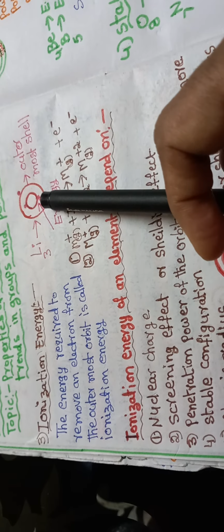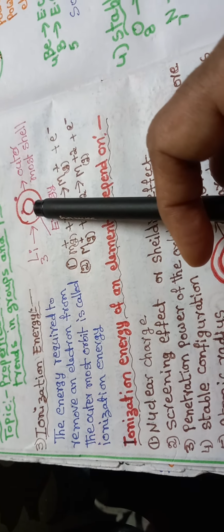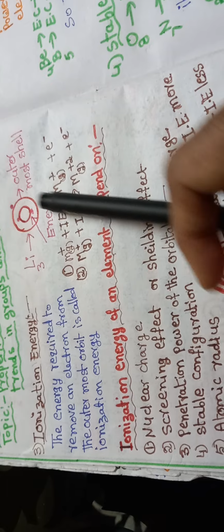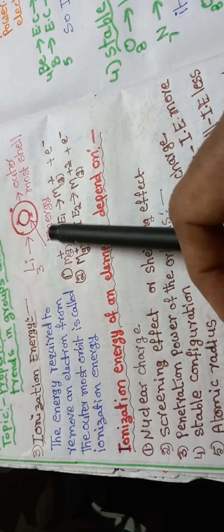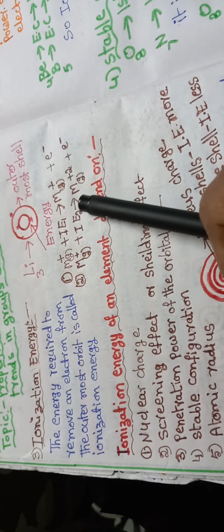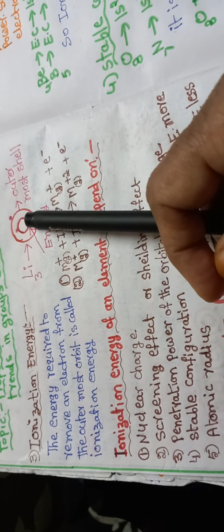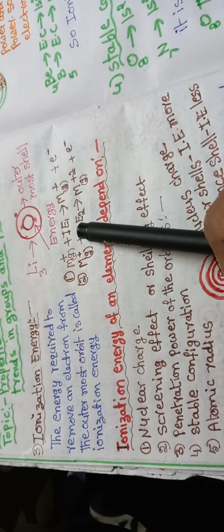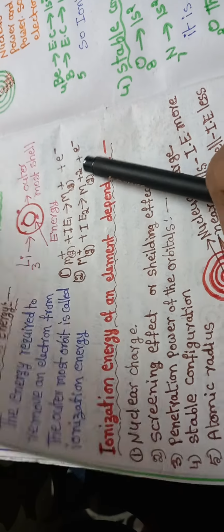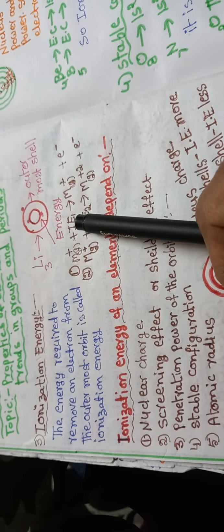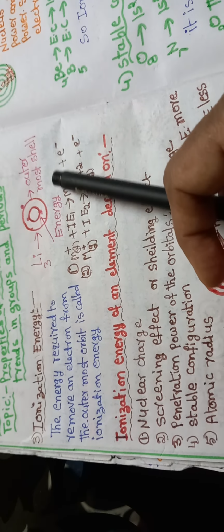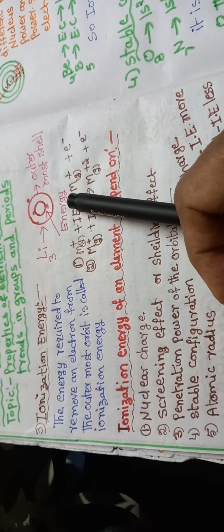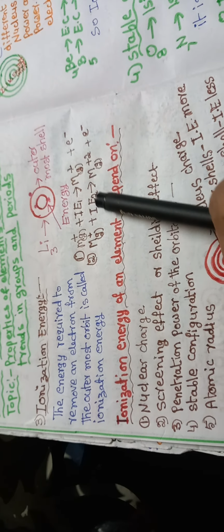This is a lithium atom. The inner shell contains 2 electrons and the outermost shell has 1 electron. The first electron is removed by using some energy, and that is called first ionization energy. The second electron is also removed by using some energy, and that is called second ionization energy.